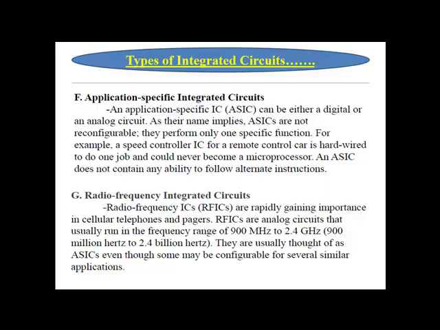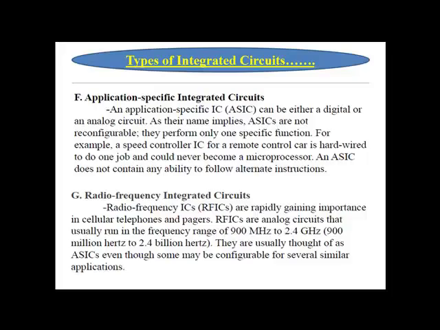Next is the radio frequency integrated circuit. It's a different type of radio integrated circuit technique that is most important in terms of cellular phones and pagers. These ICs work in the frequency range of 900 megahertz to 2.4 gigahertz, that is 900 million hertz to 2.4 billion hertz. These are also a type of ASIC IC, but the difference is that they can be configured as per the application for several types. ASIC ICs are designed and fabricated only for one task that cannot be configured, but these radio frequency ICs can be configured multiple times for several similar applications.